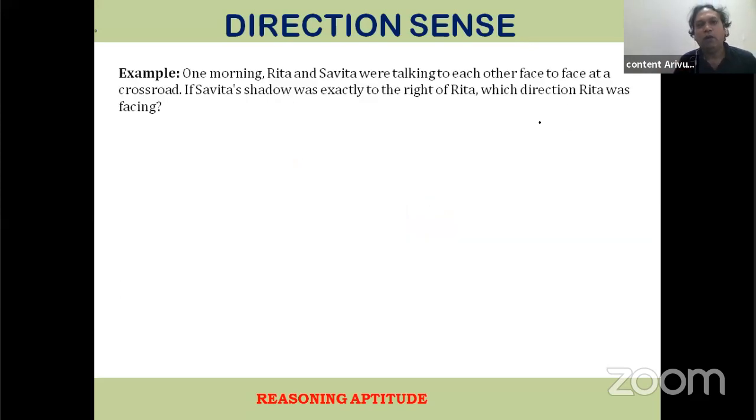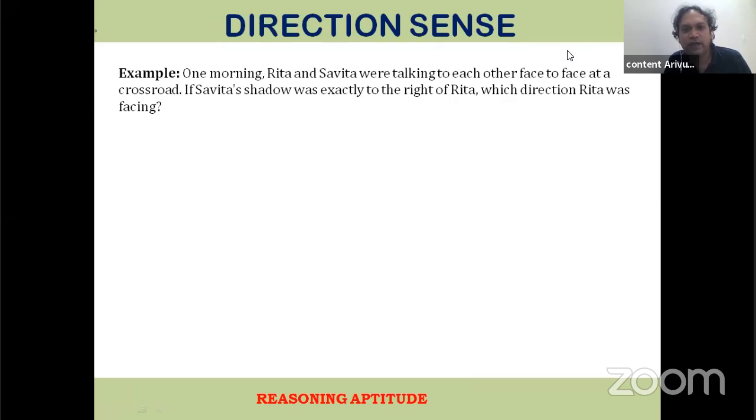This is the question. Write down the question. One morning, Rita and Savita were talking to each other face to face at a crossroad. If Savita's shadow was exactly to the right of Rita, which direction was Rita facing? Now solve this question and don't tell the answer as left or right. I want direction, meaning north, south, east, west.